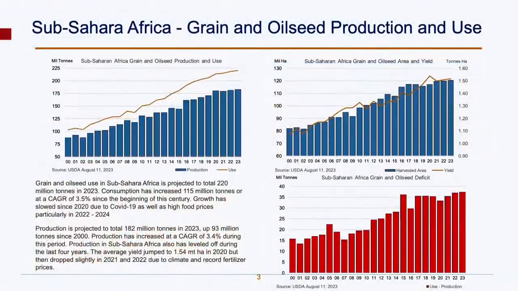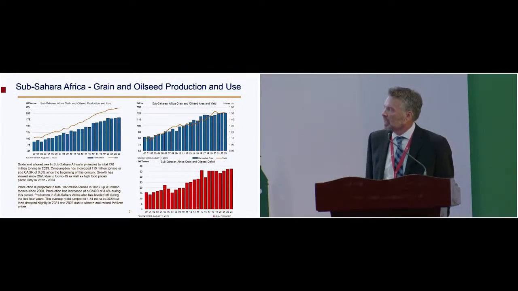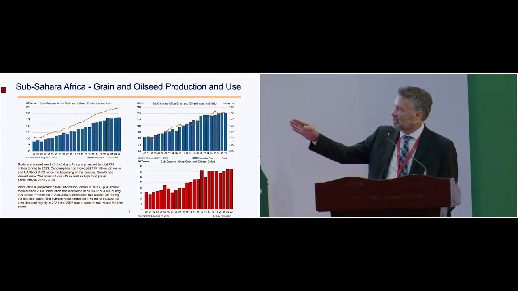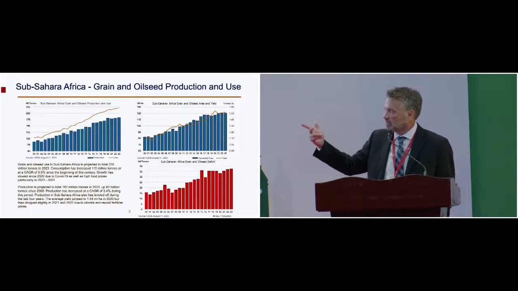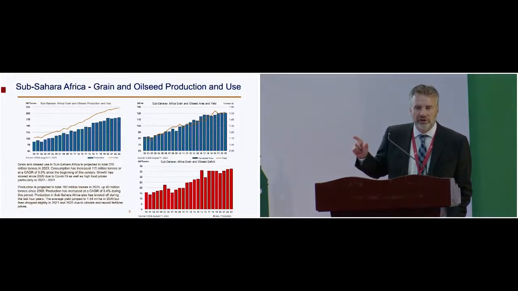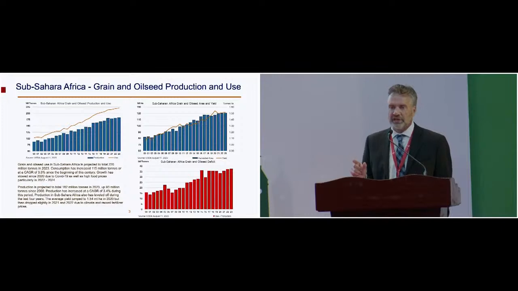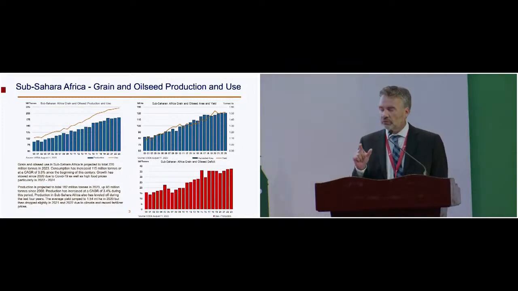How does that look for Africa? In sub-Saharan Africa, if you look at the left graph, that's looking at total production of just the major grains and oilseeds versus the use. It's actually quite interesting that the projected rate of consumption has been moving at 3.5%, and production is at 3.4%. So we're not trailing that far behind, and we're doing pretty well.